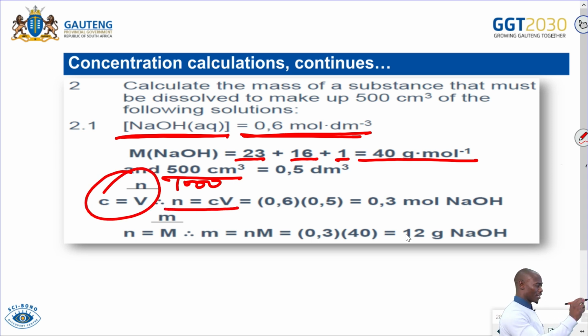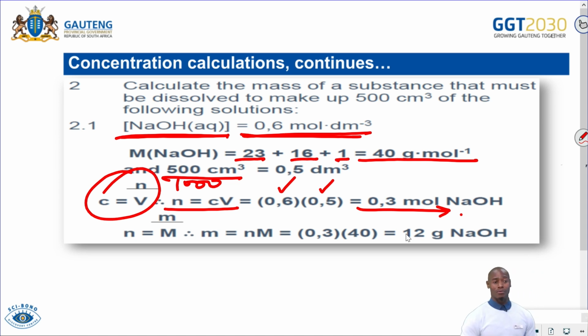So what is the concentration? It is 0.6. What is the volume? It is 0.5. Then these are the number of moles. Then from the number of moles, convert to mass using the equation n equals mass over molar mass, where mass will be number of moles times molar mass. So number of moles is 0.3 times 40. Then the mass of sodium hydroxide that must be dissolved to make a solution with a concentration of 0.6 mole per cubic decimeter should be 12 grams.